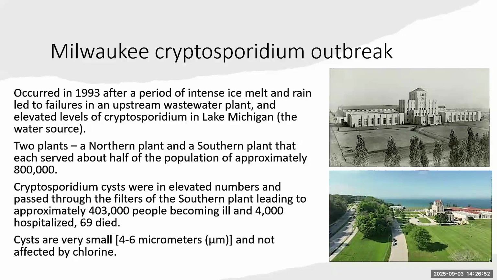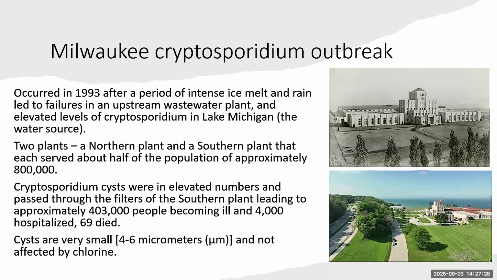So I want to quickly talk about the Milwaukee cryptosporidium outbreak. It occurred in 1993. There was a bunch of ice melt and rain upstream of a wastewater treatment plant, and that allowed the treatment plant discharge to get to Lake Michigan. Well, Lake Michigan was the source of 2 drinking water treatment plants for Milwaukee. Each one of them, the north and the south, served about half of the population of 800,000.